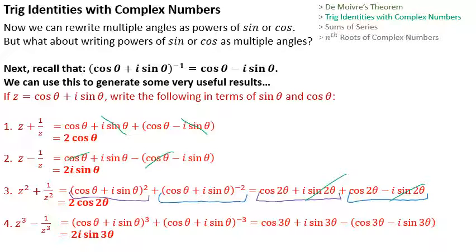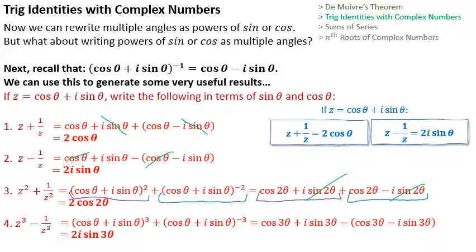A similar thing happens with the last one. And again, it's not much more work to demonstrate it. In fact, because it doesn't require a binomial expansion or anything like this, you could even prove the results generally just by putting an n in there: z to the n plus 1 over z to the n, z to the n minus 1 over z to the n. So we generate a set of useful results that are worth committing to memory, and you'll be using these to do the thing that we're trying to do, write powers of sine or cos in terms of multiple angles. So the first one is this. The sum of the complex number and its reciprocal is 2 cos theta. The difference is 2i sine theta.